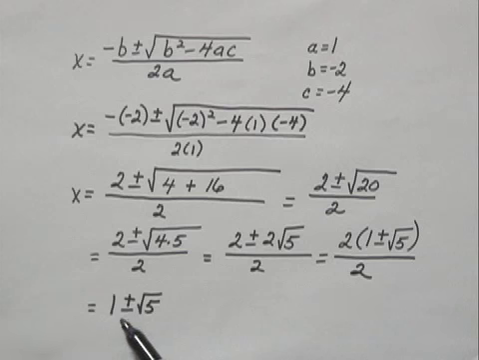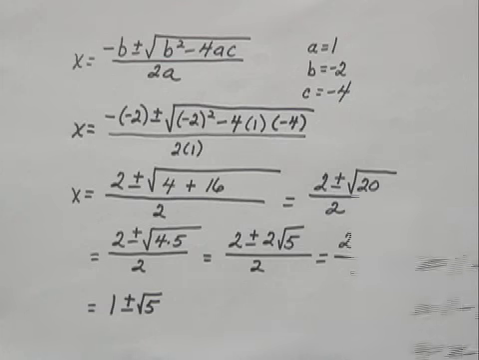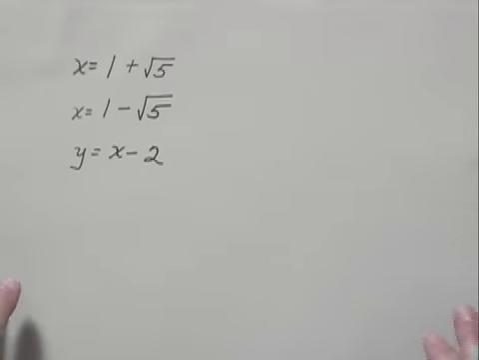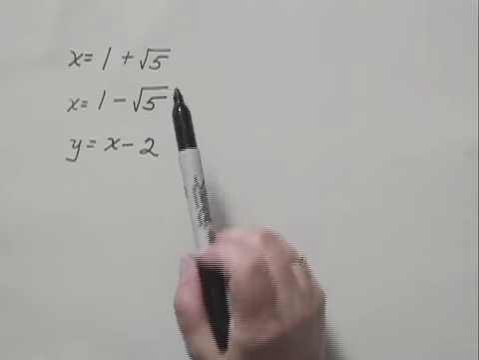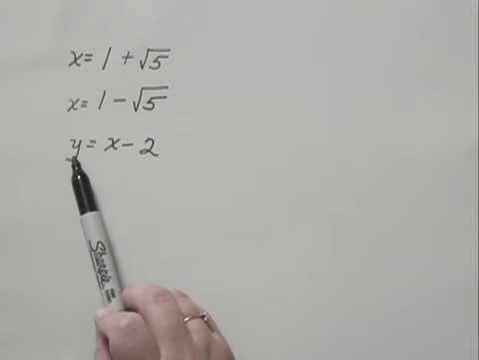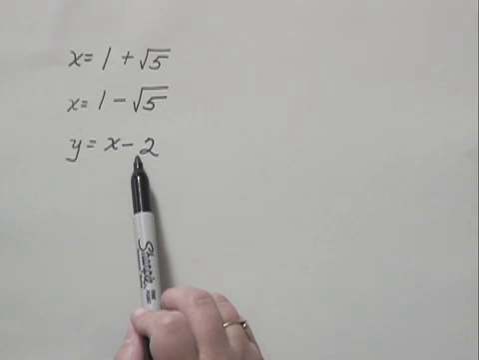Now this plus or minus we've done as a convenience, but it really represents two answers, 1 plus the square root of 5 and 1 minus the square root of 5. That's two values for x. We now need to find y. So we list the two values for x and we list the relationship. We know that y is x minus 2.